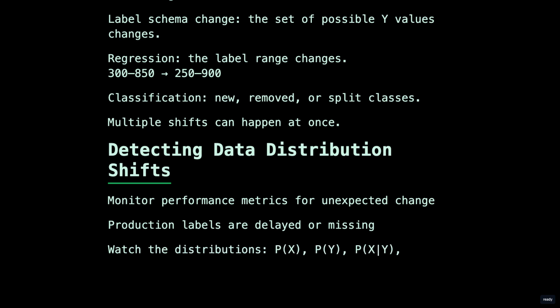When labels are not available, the next move is to watch the distributions directly. Input features are usually the easiest to inspect, while label and conditional shifts are more informative but also harder because they depend on knowing why.